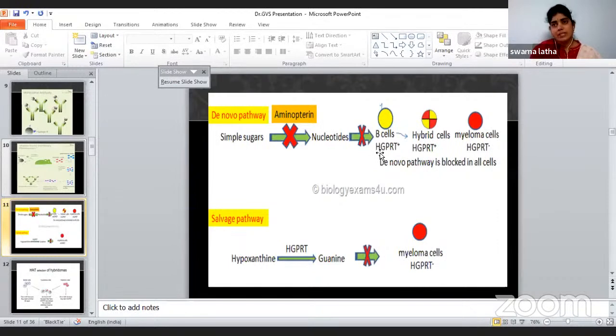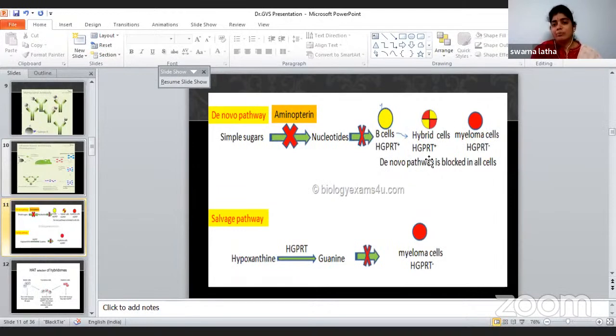In the B cell hybrid, these are HGPRT positive and they can show the salvage pathway. But here, these also cannot grow. Grow means, in the sense, they can grow, but they have a limited lifespan. Because of that lifespan, they will survive up to their lifespan. After that, they will die. In that way, these B cell HGPRT cells also die.